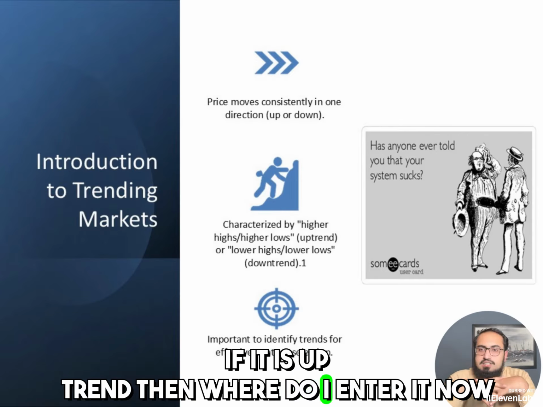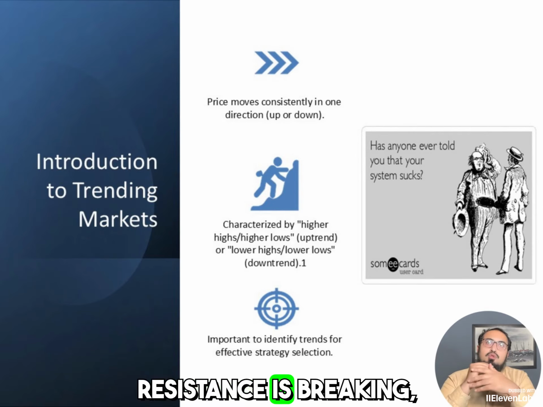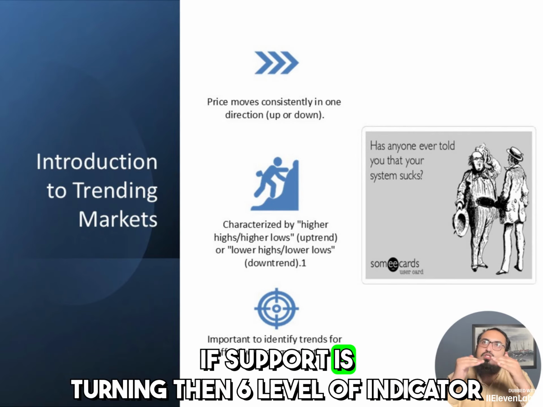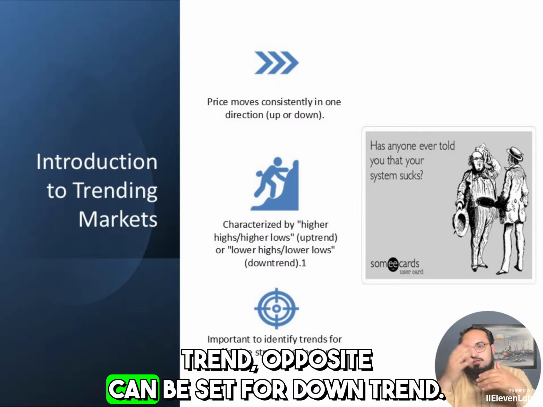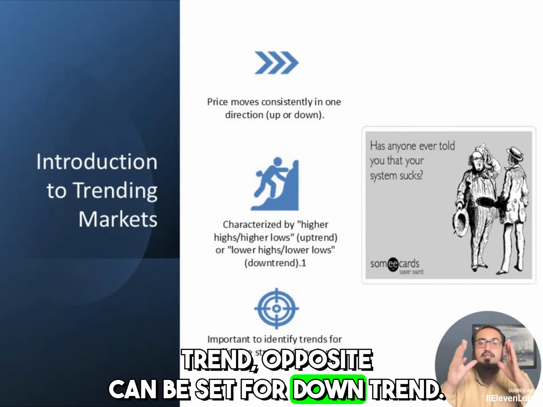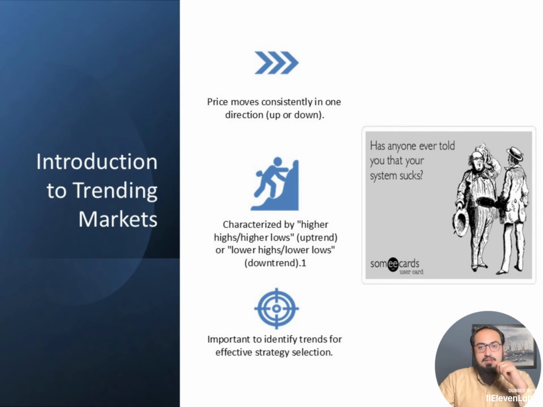If there is an uptrend, where should I enter? In a downtrend, where should I enter? Now there is a trend. Now the resistance has broken. If it is turning into support, the Fibonacci 60 level is coming. The indicator is giving divergence. The RSI pullback is oversold. So I will just enter a buy in the uptrend. The opposite can be said for a downtrend. So we have to be very careful. We have to adapt our strategy according to our market condition.